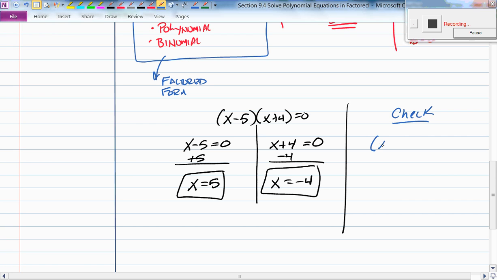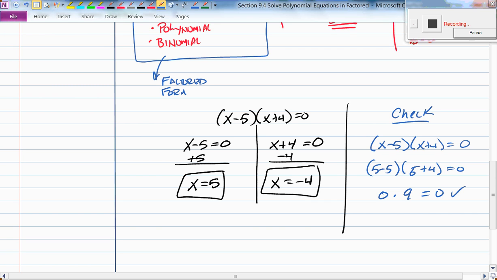Remember, we started with this: x minus 5 times x plus 4 equals 0. That's what we started with, and we said the answers are either 5 or negative 4. Notice that those answers are just the opposite of what they are inside the binomial. Oh, that's pretty sweet, right? So watch. If x is equal to 5, here's what I would have: 5 minus 5 times 5 plus 4 equals 0. Well, this would be 0 times 9 equals 0. That's a true statement, huh?